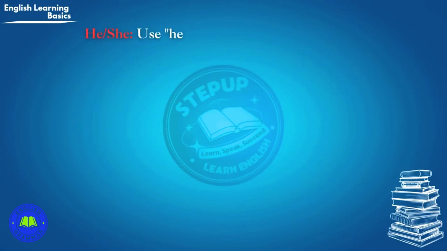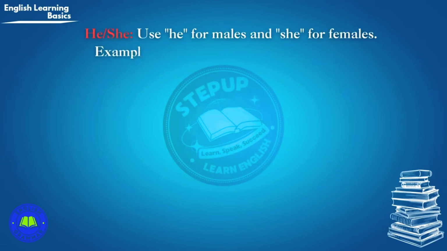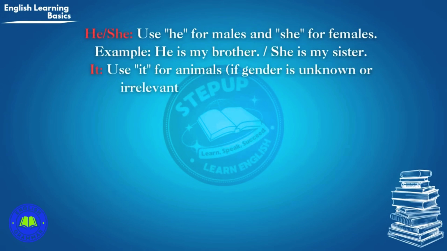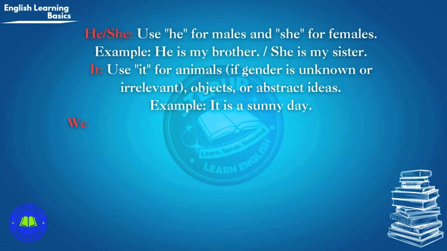He, she: use he for males and she for females. Example: He is my brother. She is my sister. It: Use it for animals, if gender is unknown or irrelevant, objects, or abstract ideas. Example: It is a sunny day.